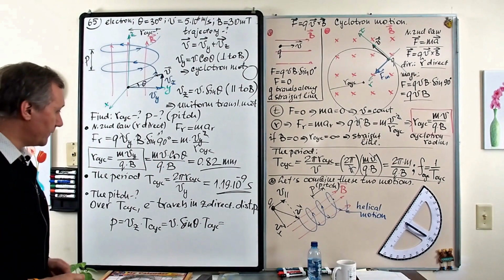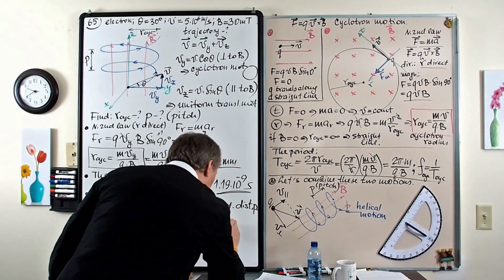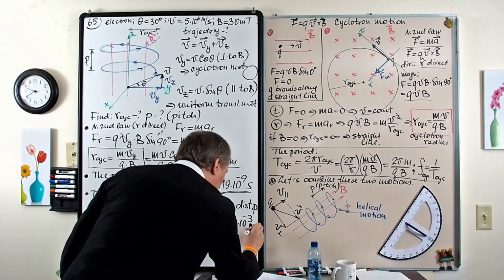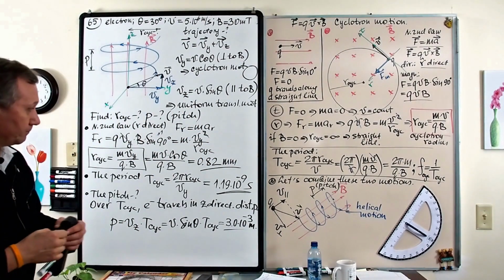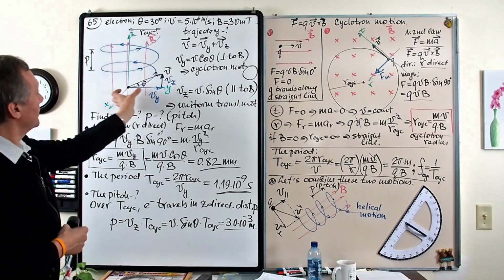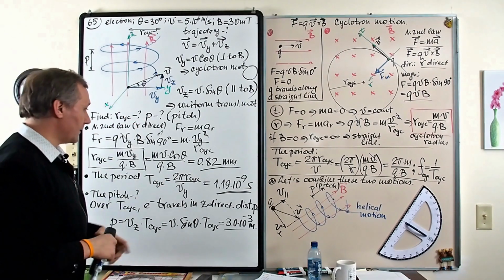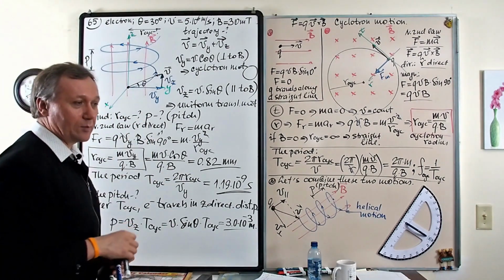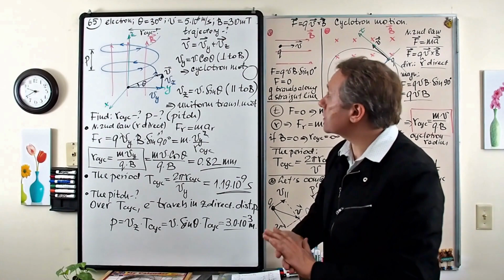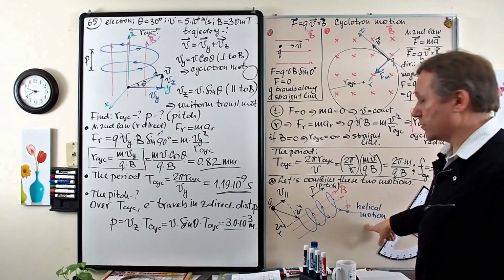Again, everything is found, so you just need to plug in numbers and you will end up with 3 times 10 to the power of minus 3 meters. So 3 millimeters, with this radius of 0.8 millimeters, and the period slightly more than a nanosecond. So that's problem 65. Basically, it's related to this helical motion.